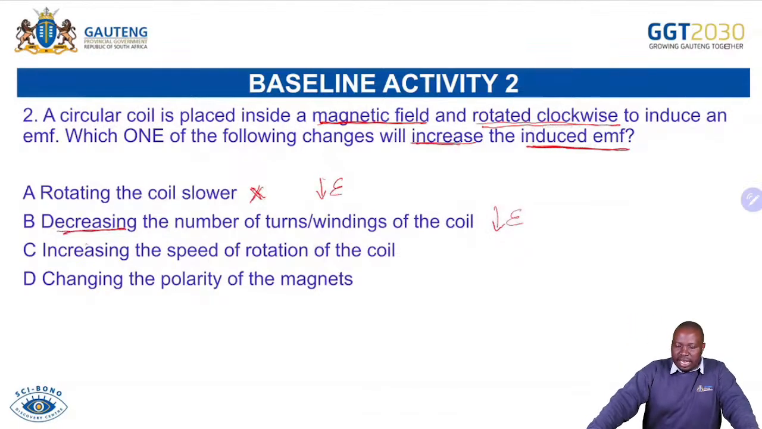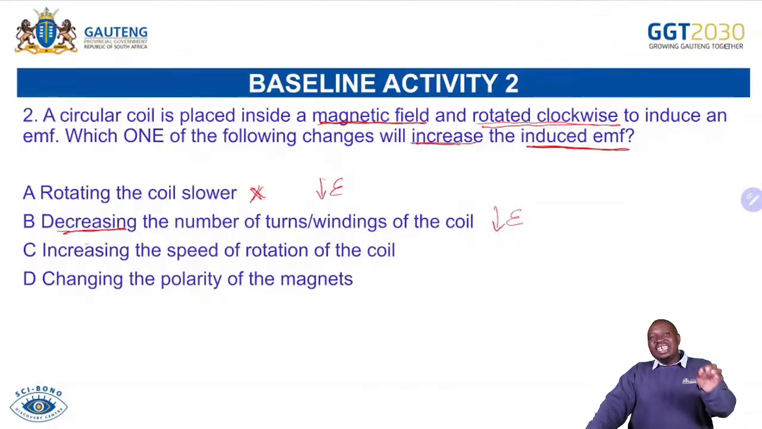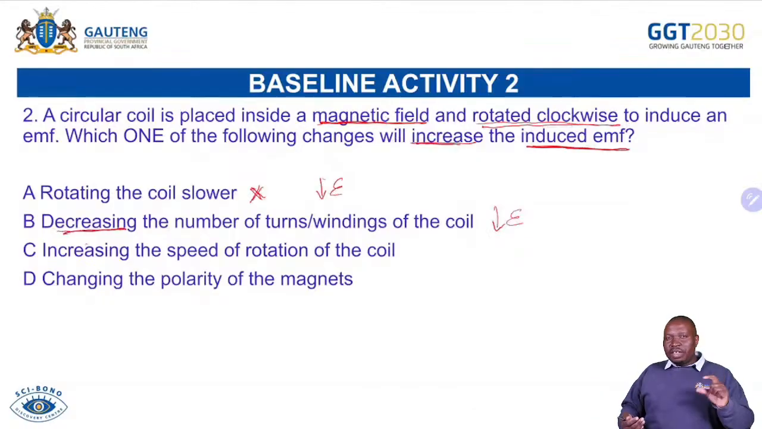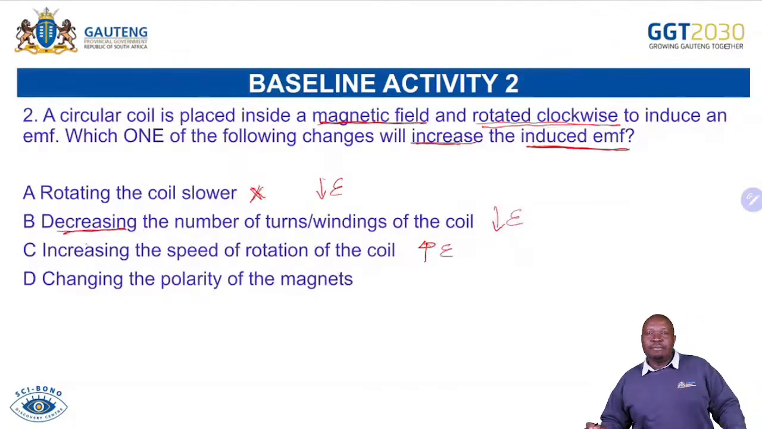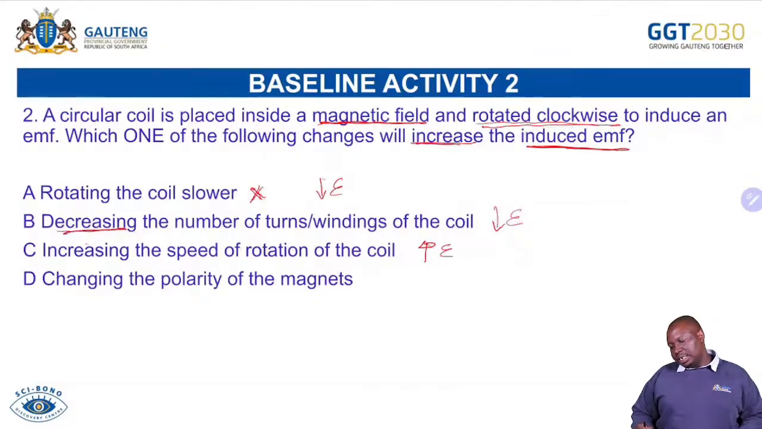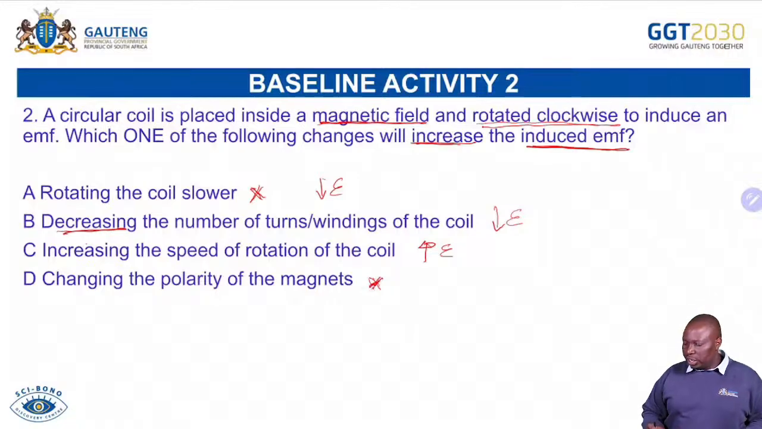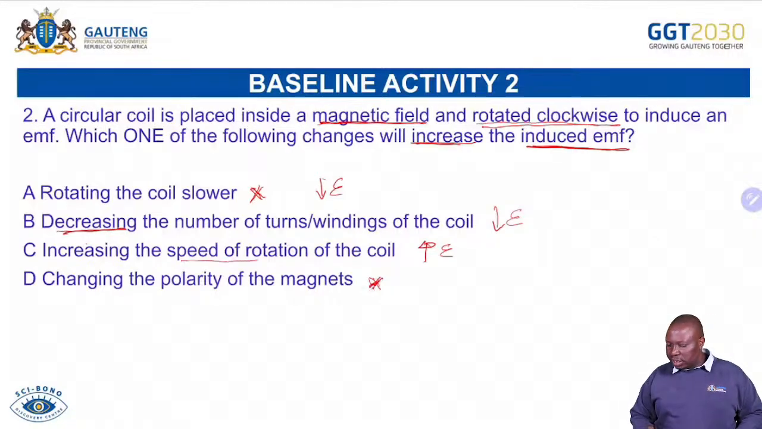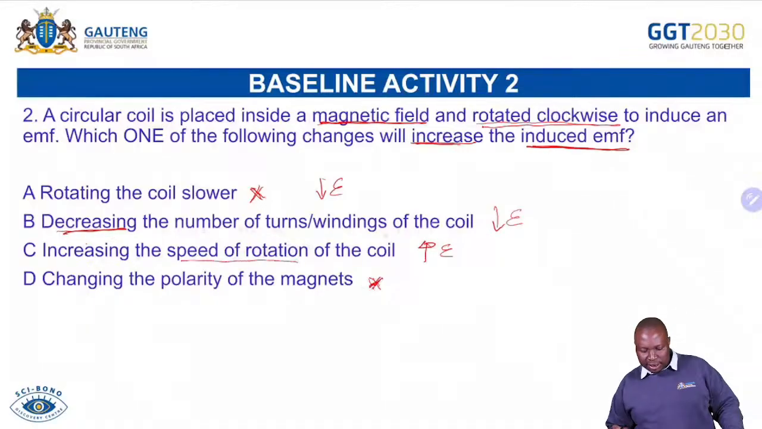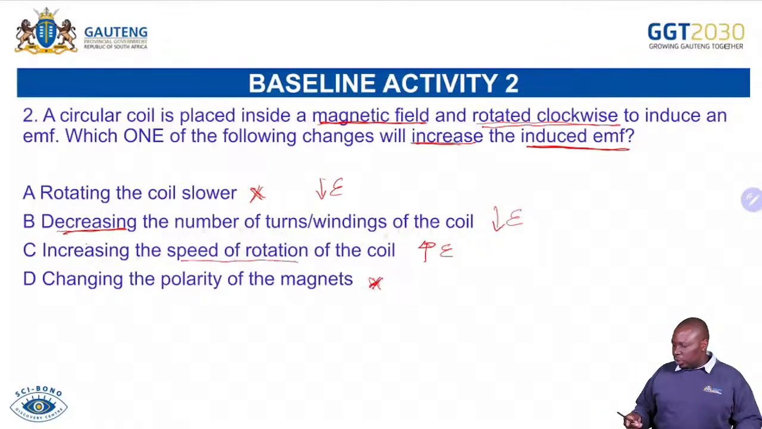But look at number C. It says increasing the speed of rotation. Definitely, when we increase the speed of rotation of the coil, remember one of them must be moving, and when we are moving faster, we are increasing the induced EMF. So number C will be our correct answer. Changing the polarity of the magnets is not what will increase the induced EMF. What will increase it is to increase the speed of rotation, or to increase the number of turns or windings, and rotate much faster. That's what we are referring to.